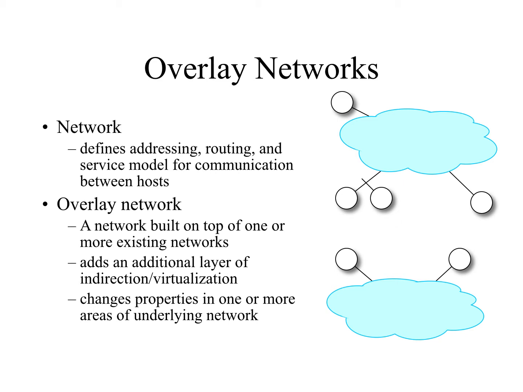Now in this peer-to-peer model, there are two networks: the first is the network, the second is the overlay network. The network defines addressing, routing and the service model for communication between hosts, and the overlay network is built on top of one or more existing networks. So the lines that you are seeing are the network, and this green line denotes the overlay network. It adds an additional layer of indirection.